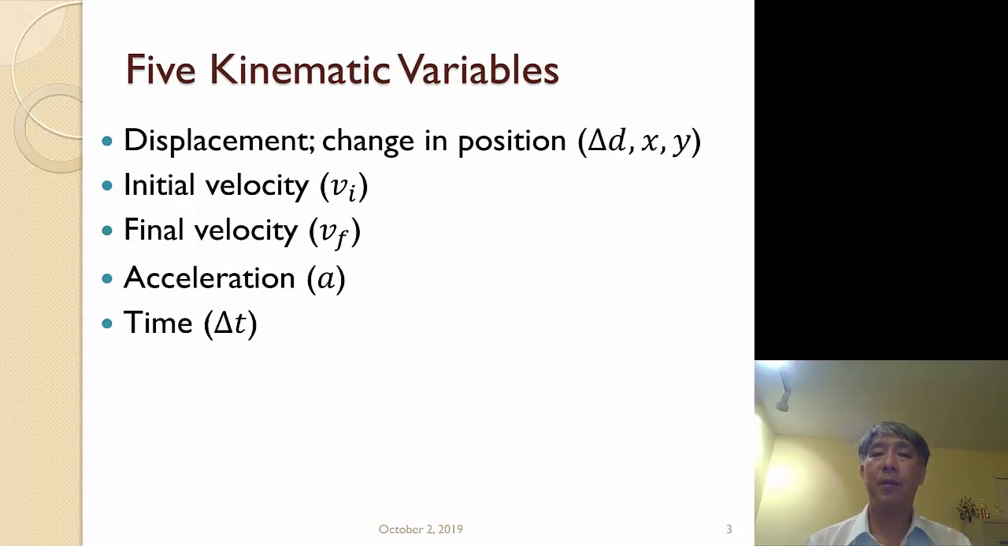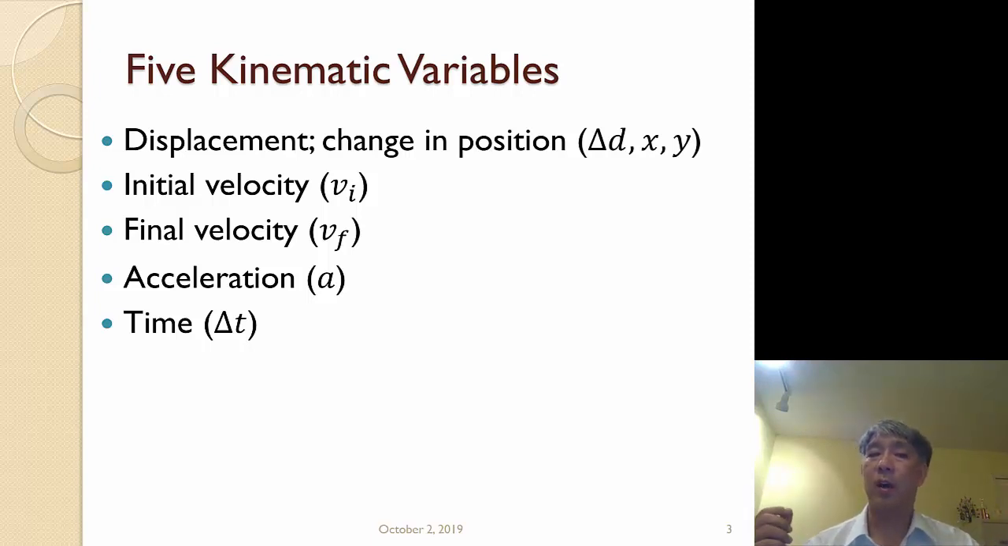Okay, first, let me recap the 5 kinematic variables. The first variable we have is displacement, okay? Some indication of position. How far have you moved in the x direction or the y direction? The next 2 variables are the velocity, okay? Your starting velocity and your final velocity. Because when we have acceleration, that velocity can change. And don't forget, it can also change direction because velocity is a vector. So it changes not only in magnitude, but it can change in direction.